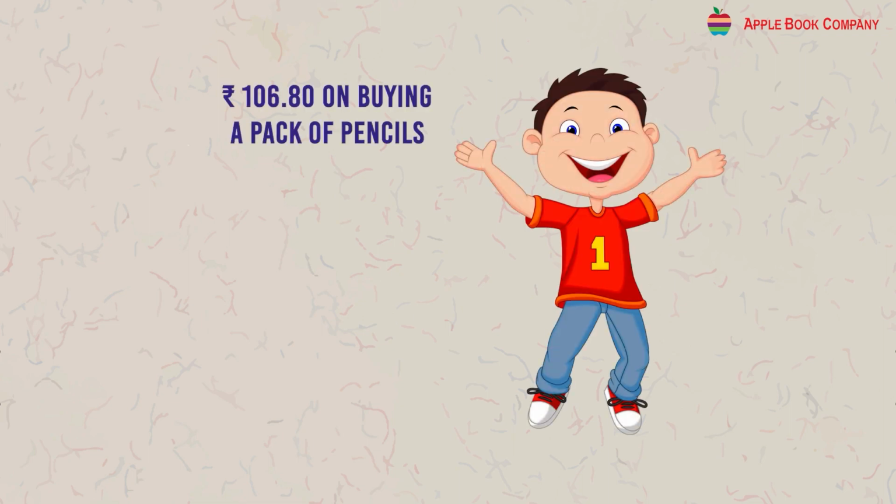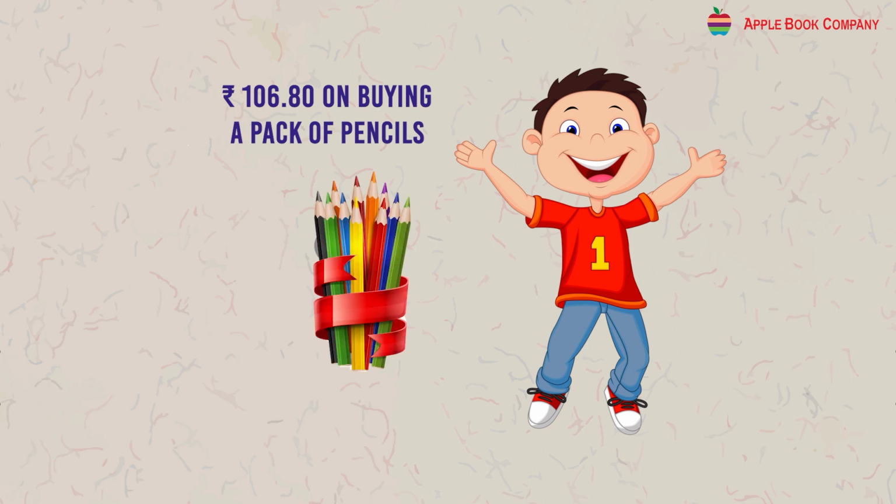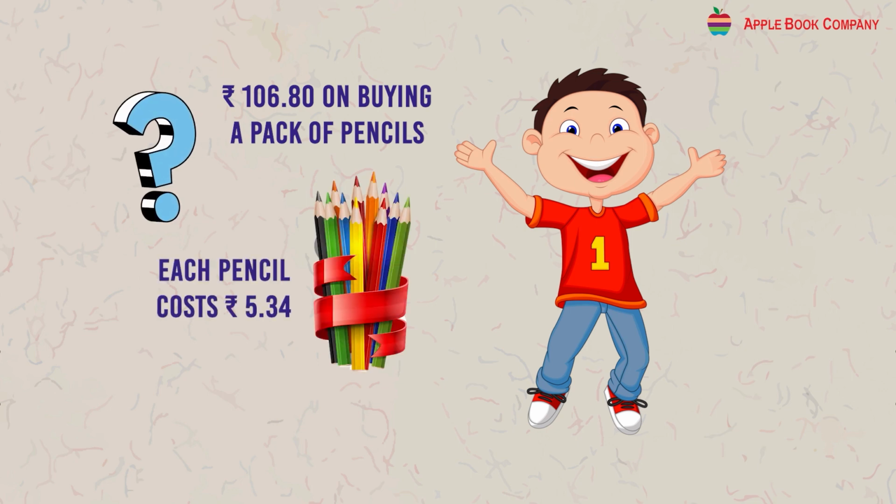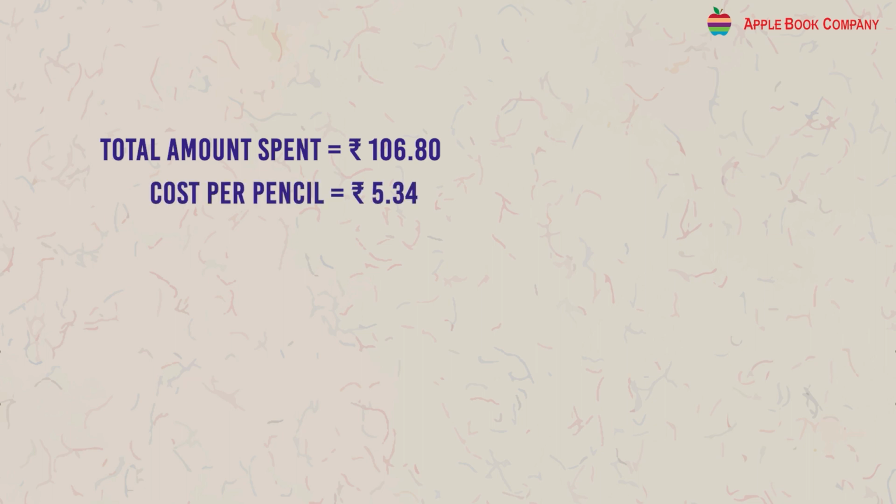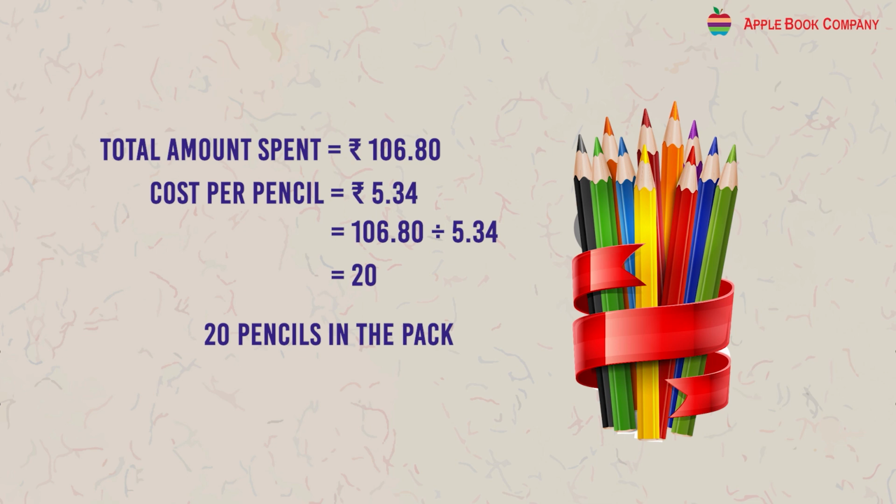Second problem. Sanjay spent 106.80 rupees on buying a pack of pencils. If each pencil is 5.34 rupees, how many pencils were there in the pack? Total amount spent is equal to rupees 106.80. Cost per pencil is equal to 5.34 rupees. Therefore, 106.80 divided by 5.34 is equal to 20. Therefore, there were 20 pencils in the pack.